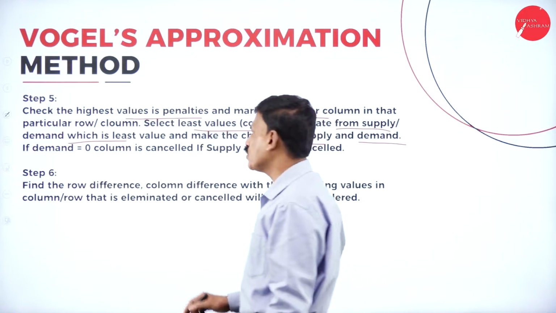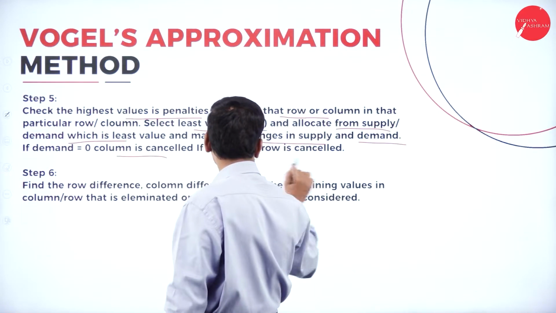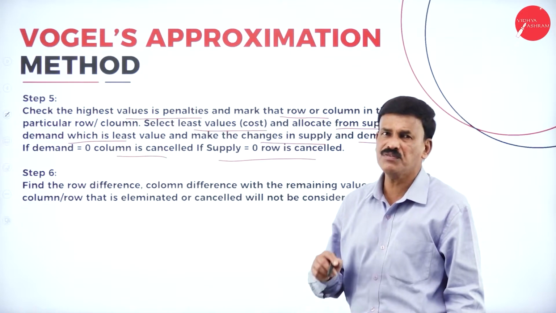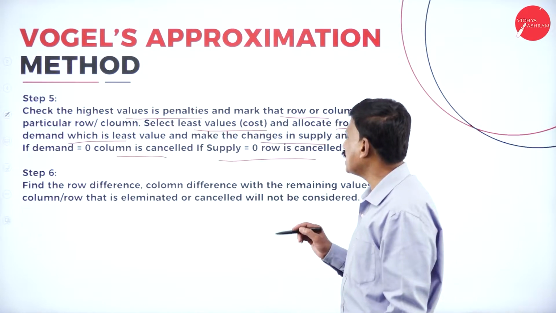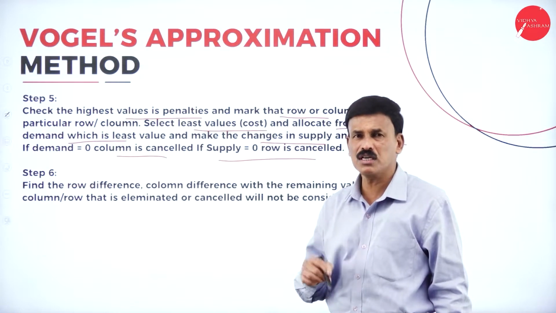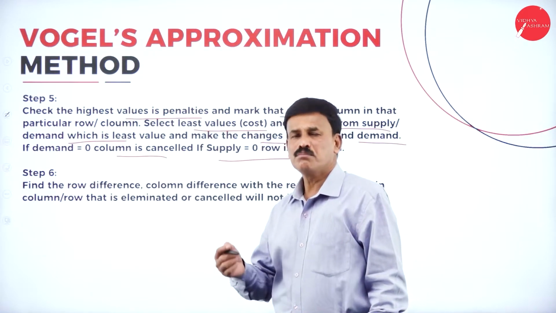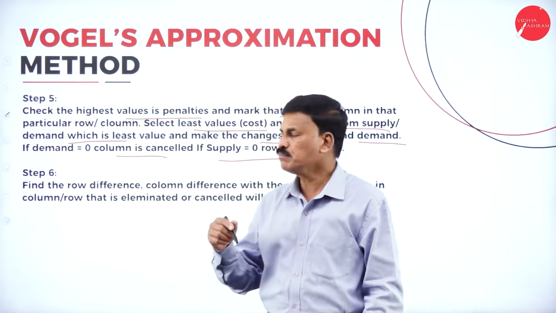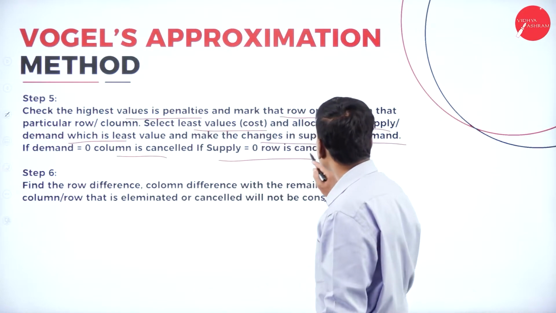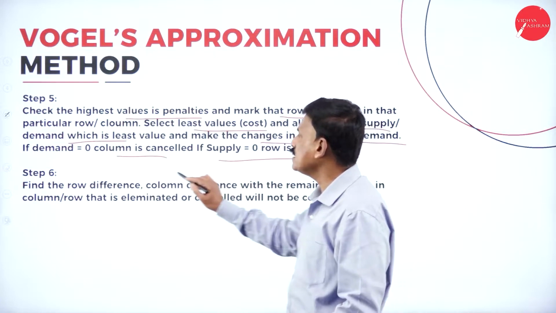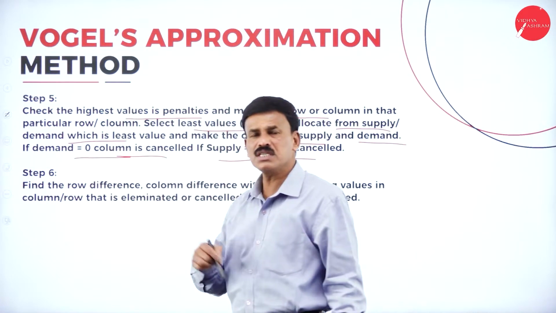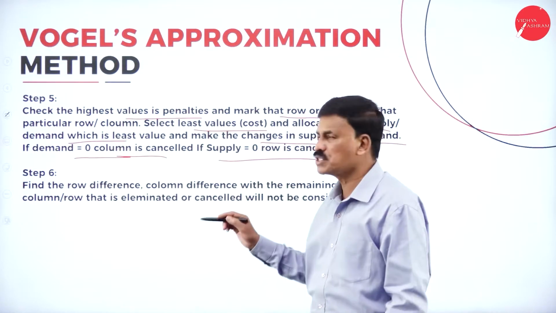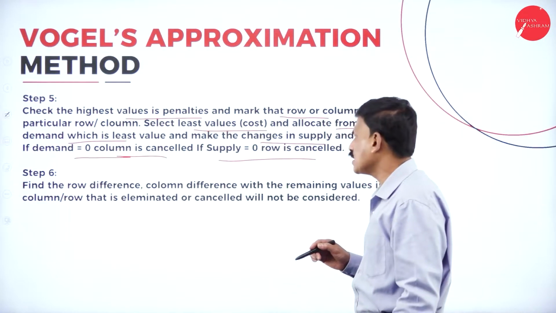If the demand is equal to 0, the column is cancelled. If supply is equal to 0, the row is cancelled. Just identify the maximum penalty in that row or column and find the least value in supply and demand and mark it. If the demand is equal to 0, cancel that particular column. If the supply is equal to 0, cancel that particular row.